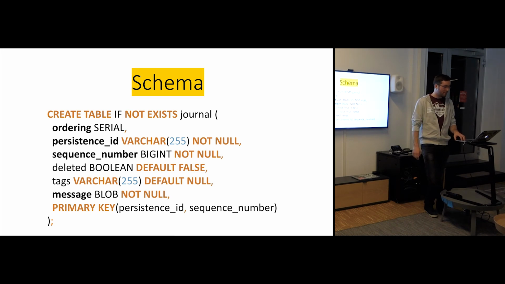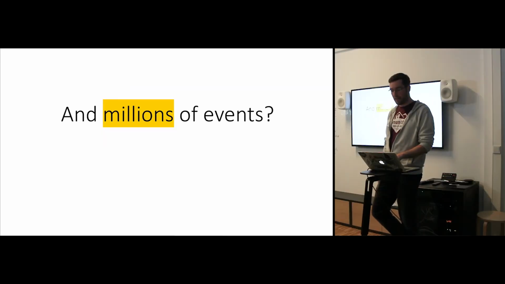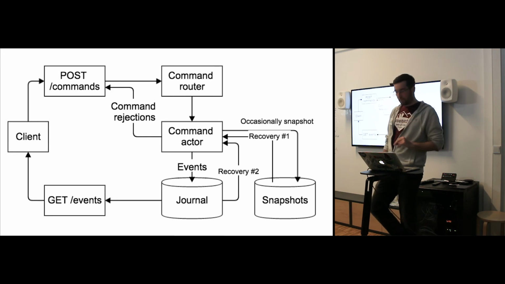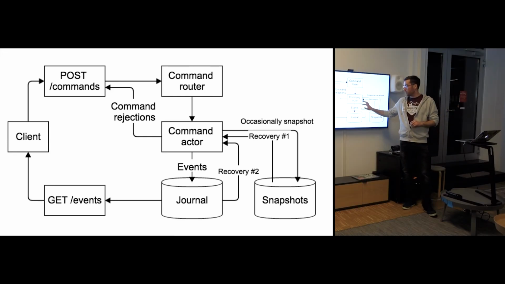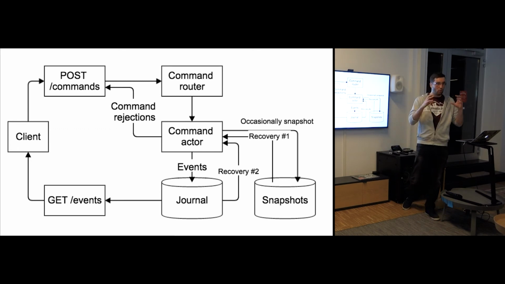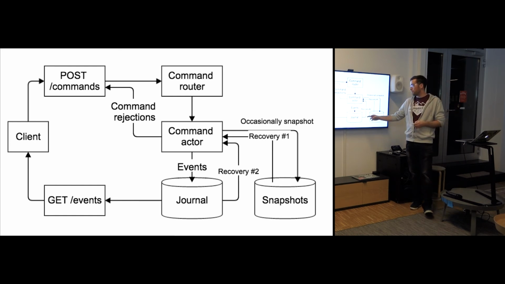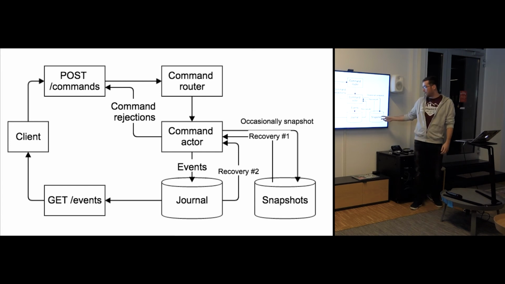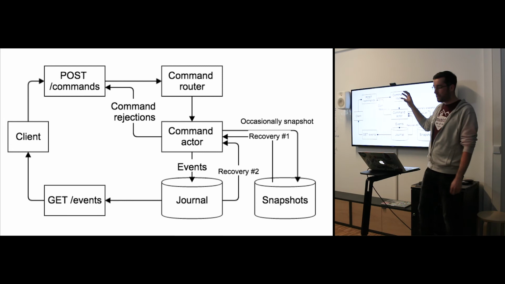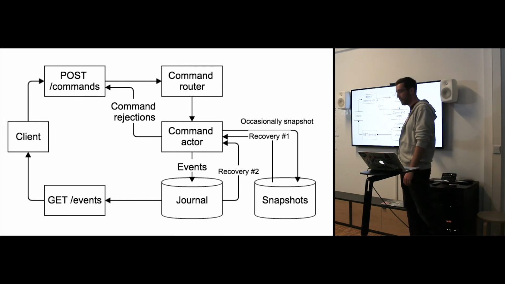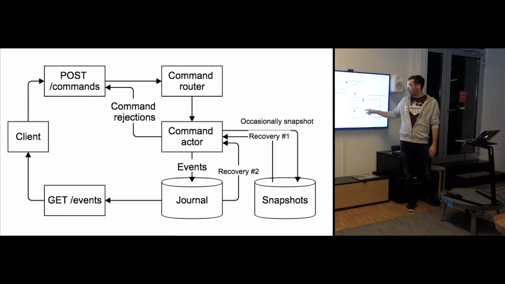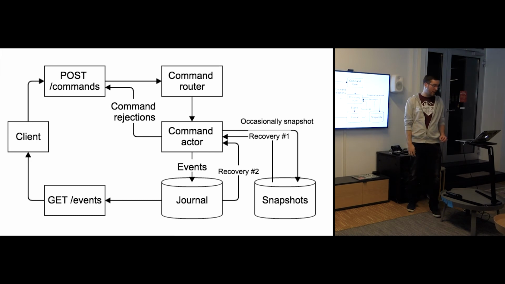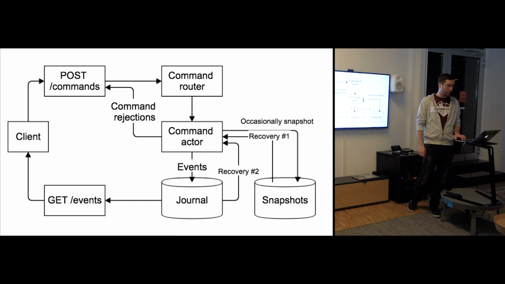It's that simple. And what happens if we have millions of events? Well, I didn't really get into this, but the command actor, when the backend starts up, actually reads the events from the journal and holds the state in memory. So what we can do to have our recovery happen much quicker is first recover from a snapshot, load the state based on that. This is essentially like rehydrating state. Play back all of the events that have happened since, and then we're up and running.